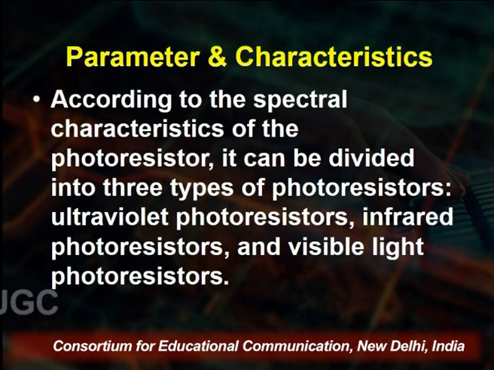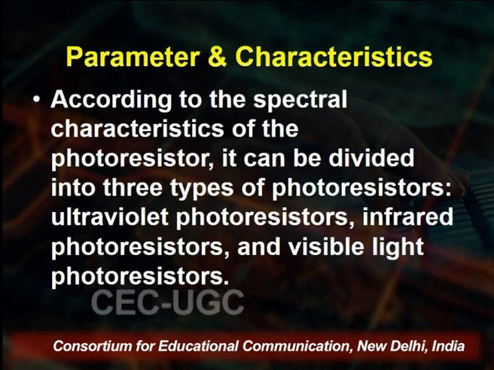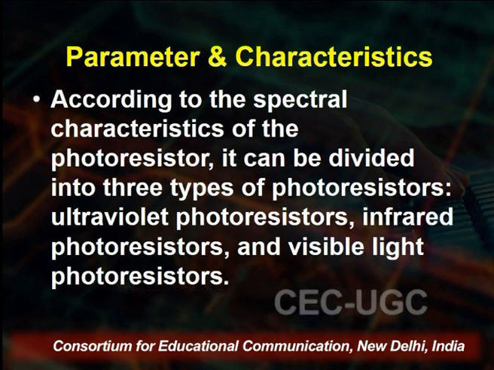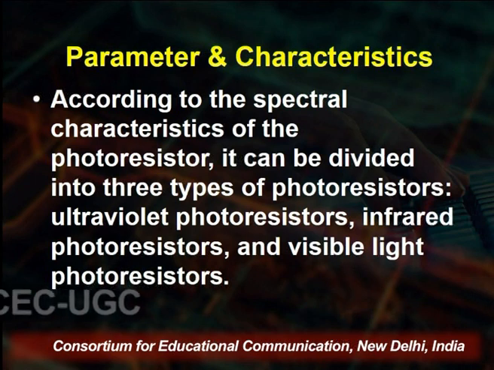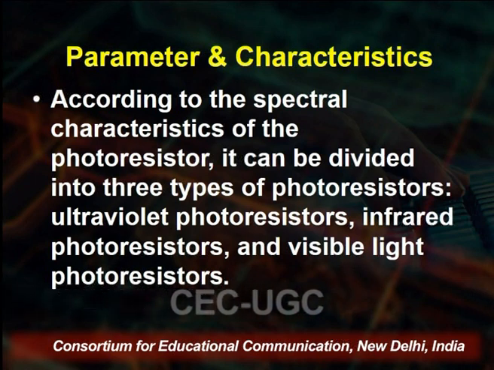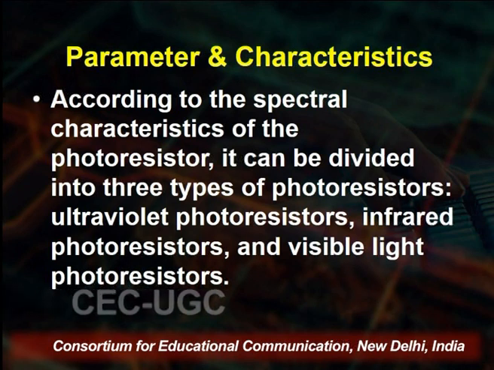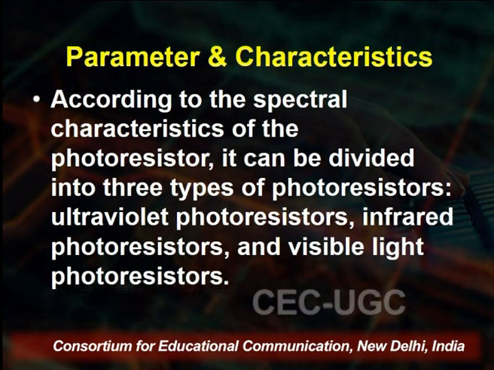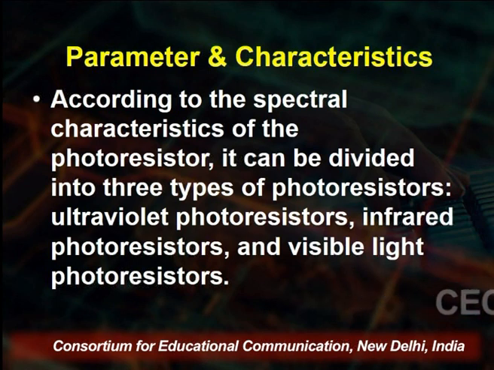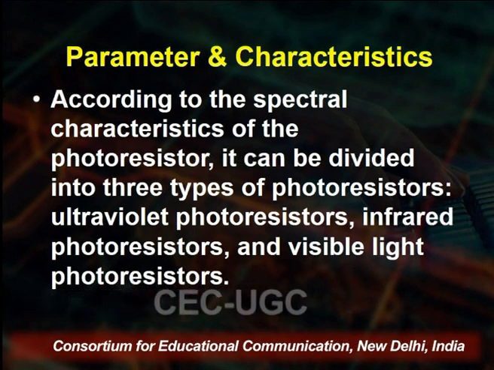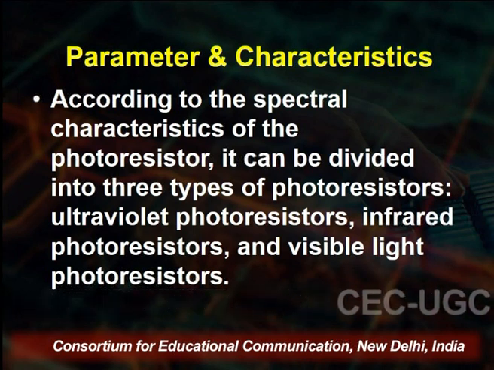We construct them like that. So, what are the parameters and characteristics of photoresistors? According to their spectral characteristics, photoresistors can be divided into three types: ultraviolet photoresistors, infrared photoresistors, and visible light photoresistors. And these types of resistors are used according to the requirement.